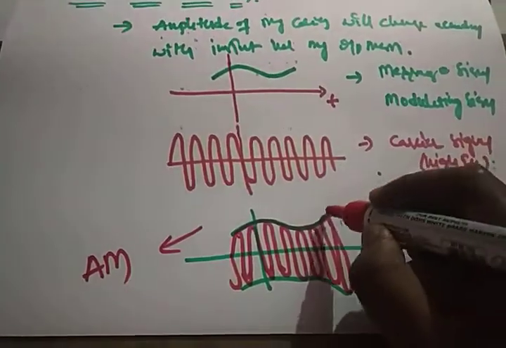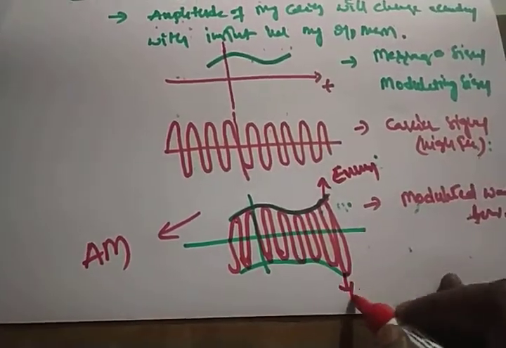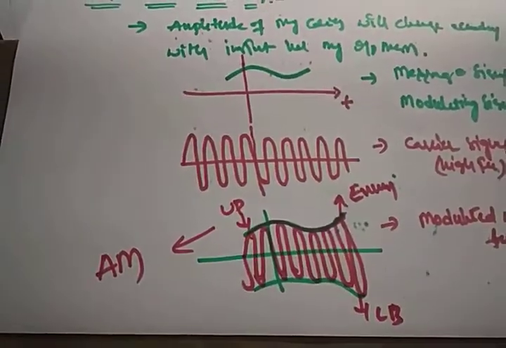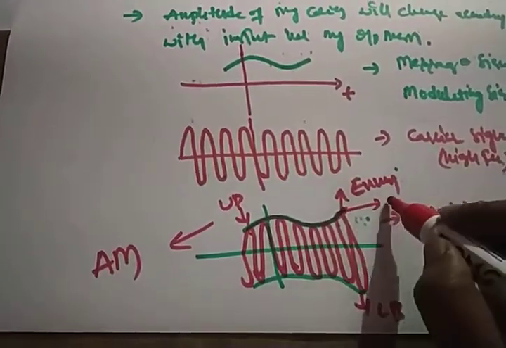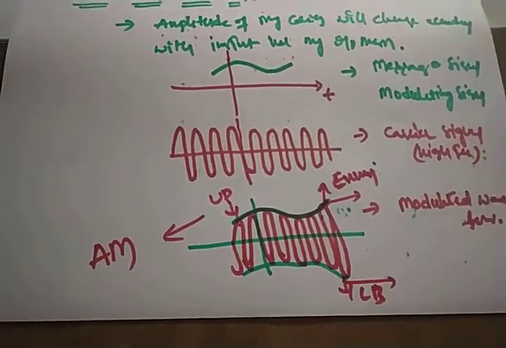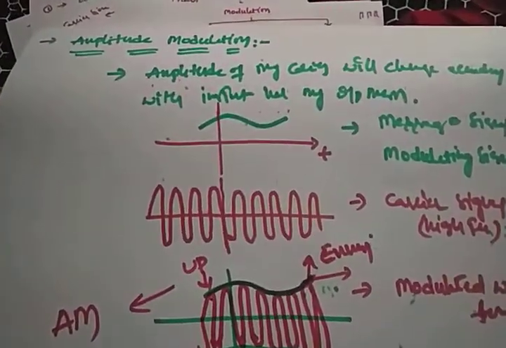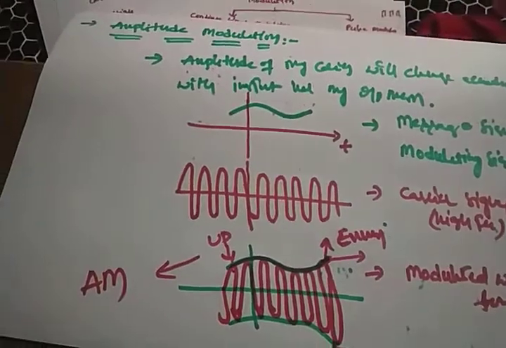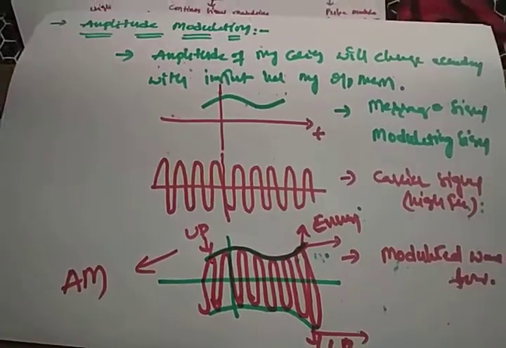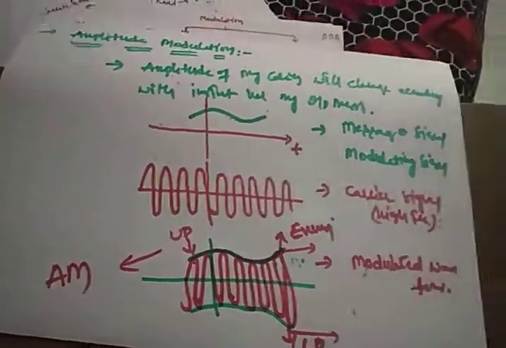Right? So this is called the envelope, right? So this is called the lower band, this is called the upper band. At any place you can take the message signal from this band also, you can take the message signal from this band also. Alright, so I hope it's clear. That means what is meant by amplitude modulation? The amplitude of the carrier wave will change according to the instantaneous values of my input signal. That process we can call modulation.